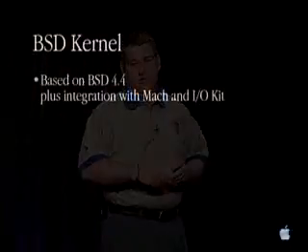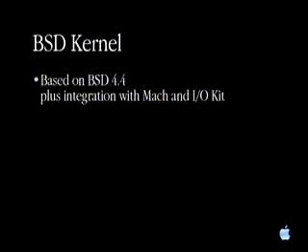The first is the BSD from the kernel perspective. And the BSD in the kernel is based on BSD 4.4, with a lot of intense integration between it and Mach and it and IOKit. So if you look at the kernel environment for macOS 10, the BSD kernel, IOKit, and Mach are the three key pieces that make up the kernel environment.